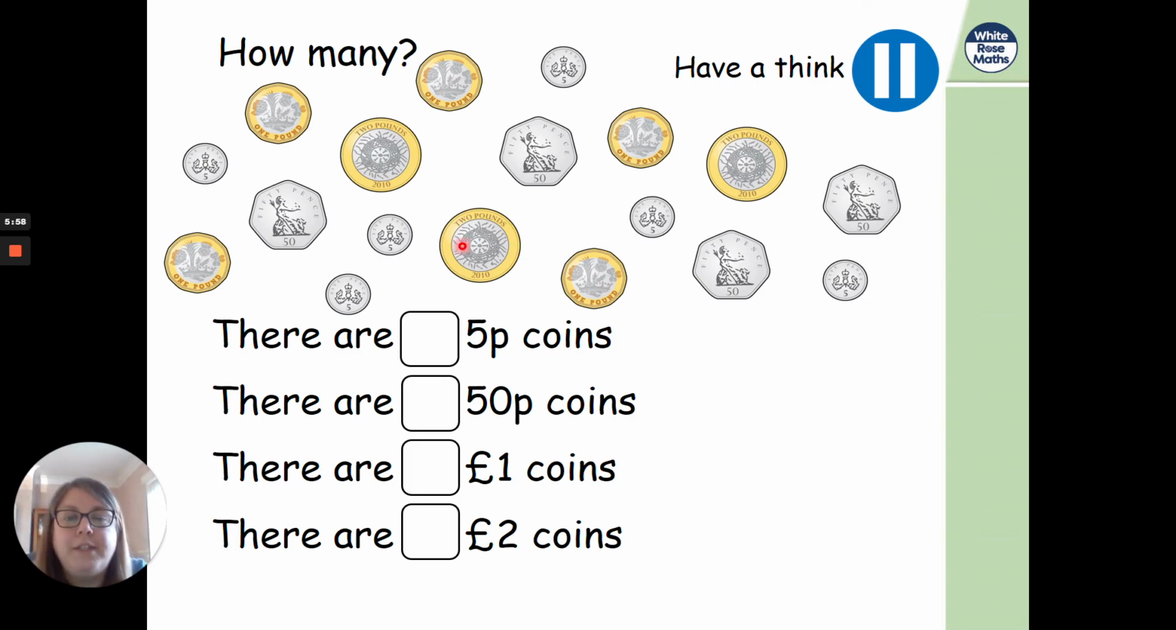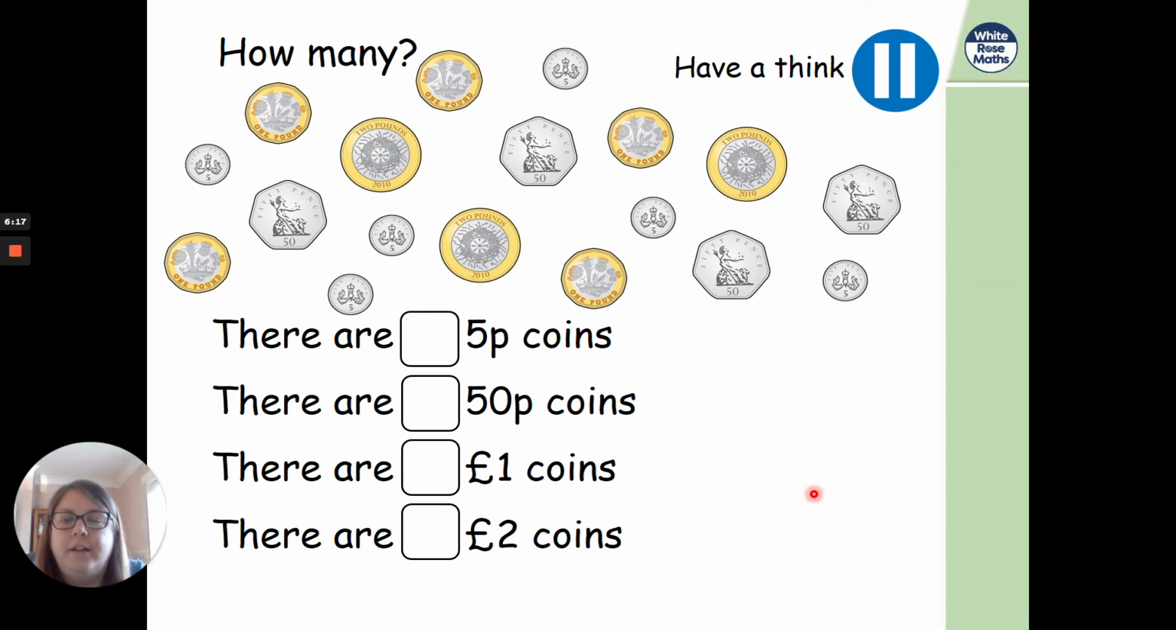So what I want you to do now is I want you to pause the video, and I want you to have a look on the screen here, and I want you to work out how many 5p coins there are, how many 50p coins there are, how many pound coins there are, and how many £2 coins there are, just by counting them. So pause the video and off you go.